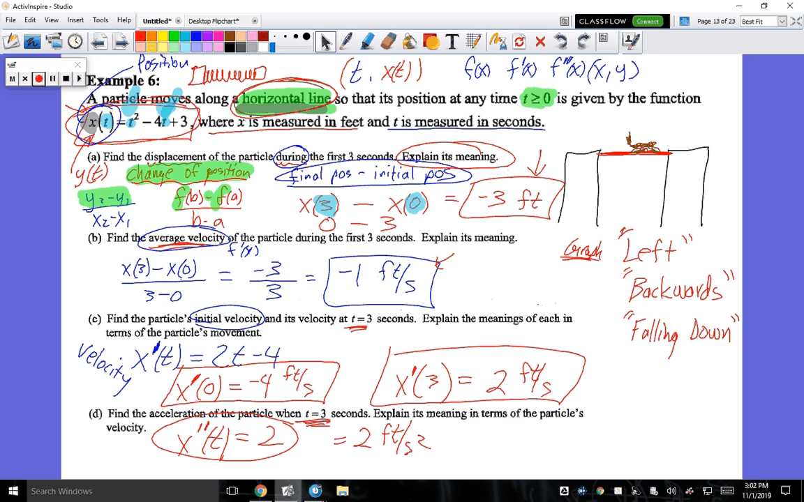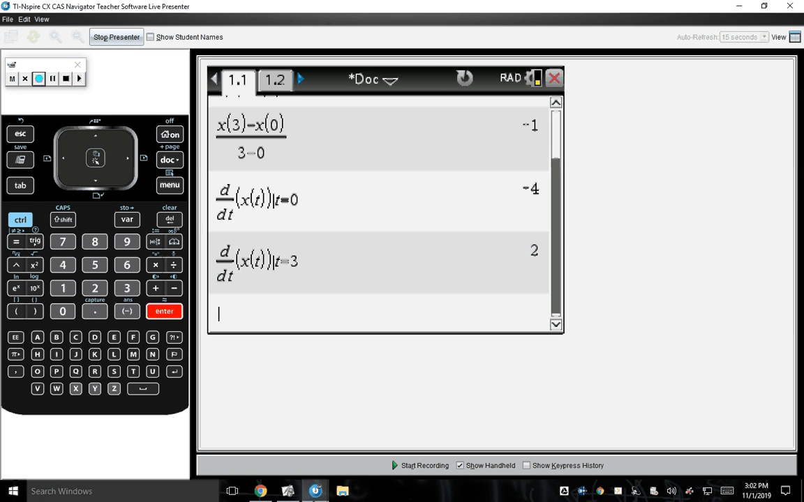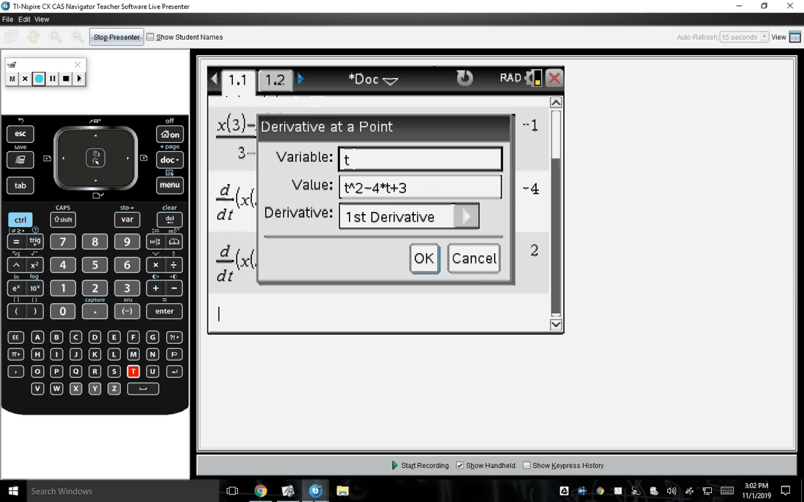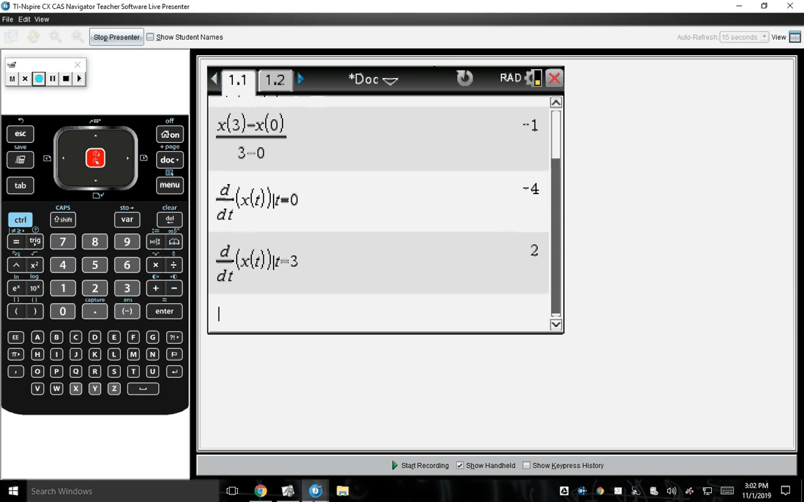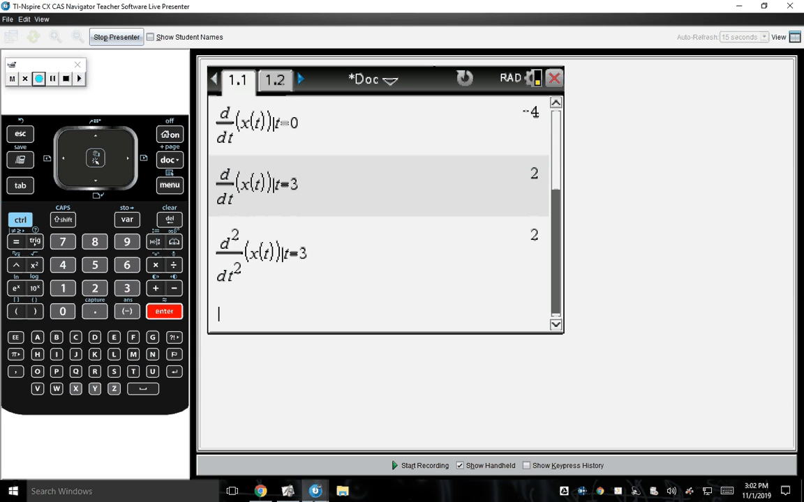Finally, find the acceleration when the particle is at 3 seconds. This is what I was talking about from before. Menu 4-2, t is our variable. We're saying at 3 seconds, but this time we want to see the second derivative, because our stored function is the position function x of t.